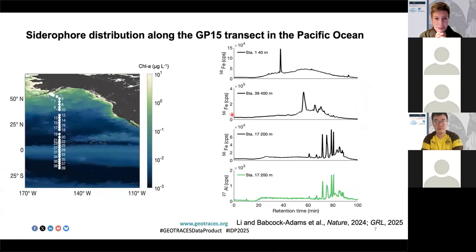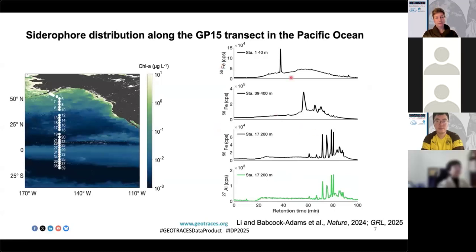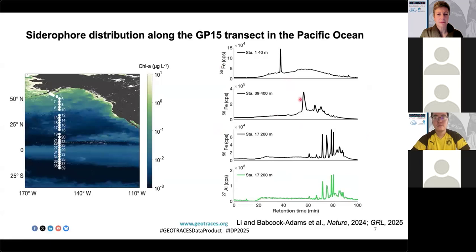With this method, we collected siderophore samples along the GEOTRACES GP15 transect in the Pacific Ocean. And here is how the data look. Each panel is a sample, the X label is retention time, and the Y label is iron for the top 3 panels. As we can see, the type of siderophore, as indicated by the retention time, and the concentration of the siderophores, as indicated by the peak height, change from sample to sample. Some siderophores appear as a single peak, and some appear as a suite of homologs. So for each peak, we identify and quantify them and submit the data to the IDP. So there could be a section plot for each of these siderophores.